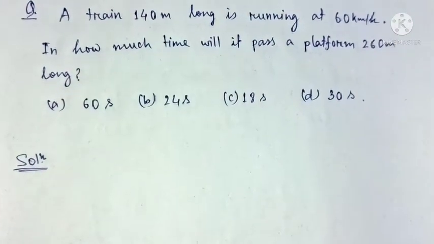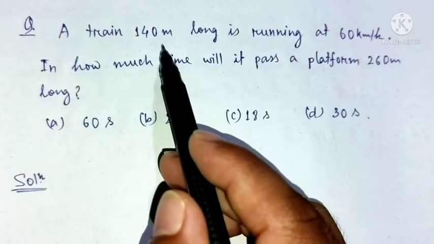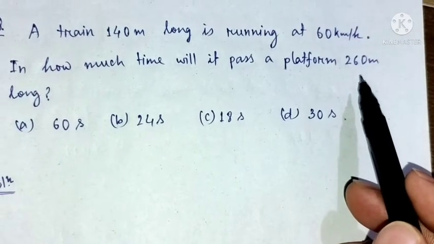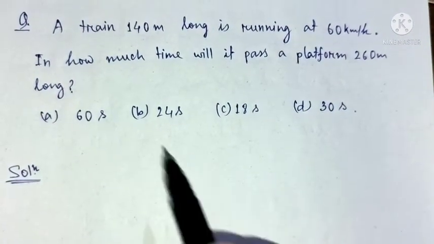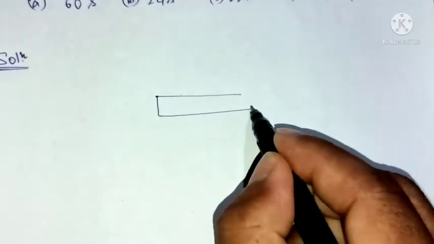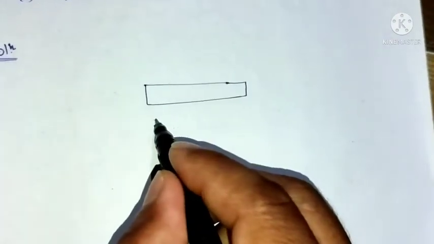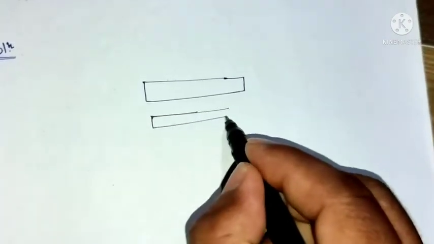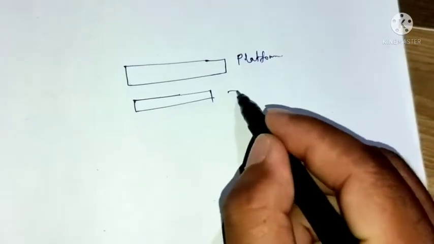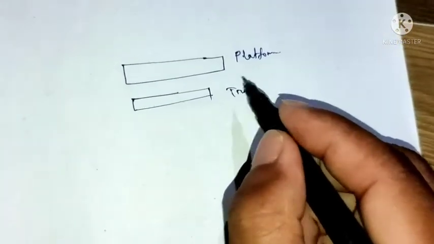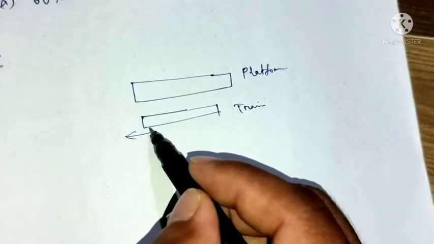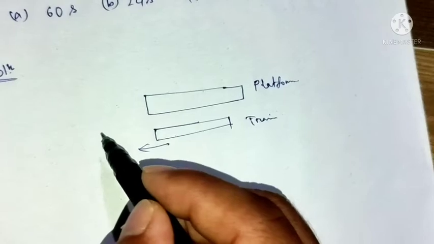So here we shall do what? Your train is 140 meter long, as well as the platform is 260 meter. That is why the total distance will be the addition of these two. That means you can understand, suppose this is the platform and this is your train. As this train needs to cross this platform totally, that means this train should pass the whole body.